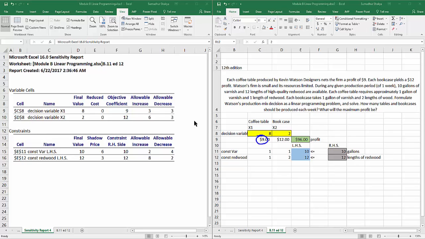For decision variable x1, the price for this one has an allowable increase of 3 and allowable decrease of 3 coming from here and here. It also says that for the coefficient of 12 we have an allowable increase of 6 and allowable decrease of 3. So this price can vary between 12 plus 6 and 12 minus 3. So this is $18 and this is $9, and we'll still have a feasible solution, everything else being the same.